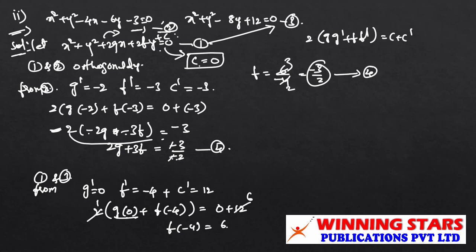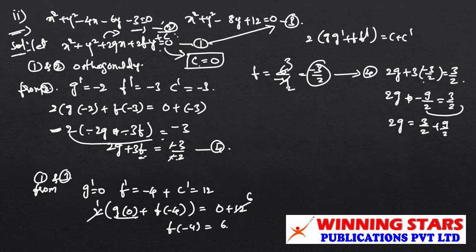It will become 2g plus 3 into f, minus 3 by 2, is equal to 3 by 2. So it will become 2g minus 9 by 2 is equal to 3 by 2. After that, we'll get 2g is equal to 3 by 2 plus 9 by 2, so it will become 12 by 2. So g is equal to 6 by 2, and f is equal to minus 3 by 2.